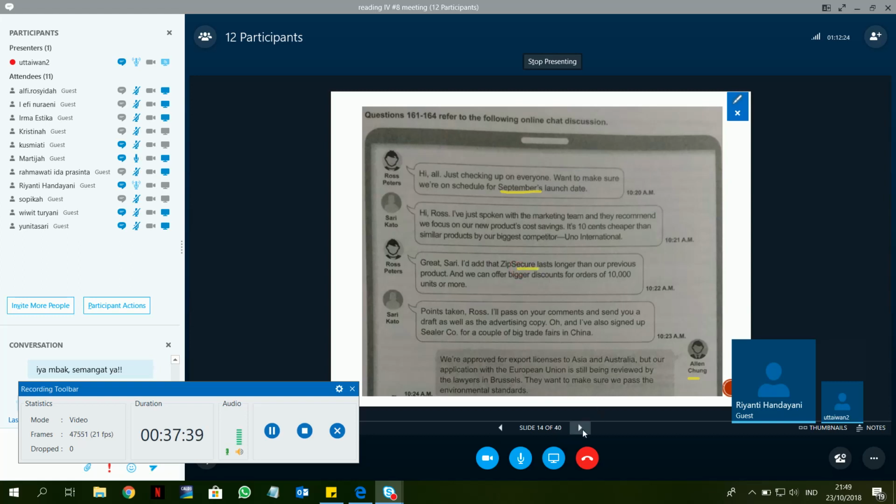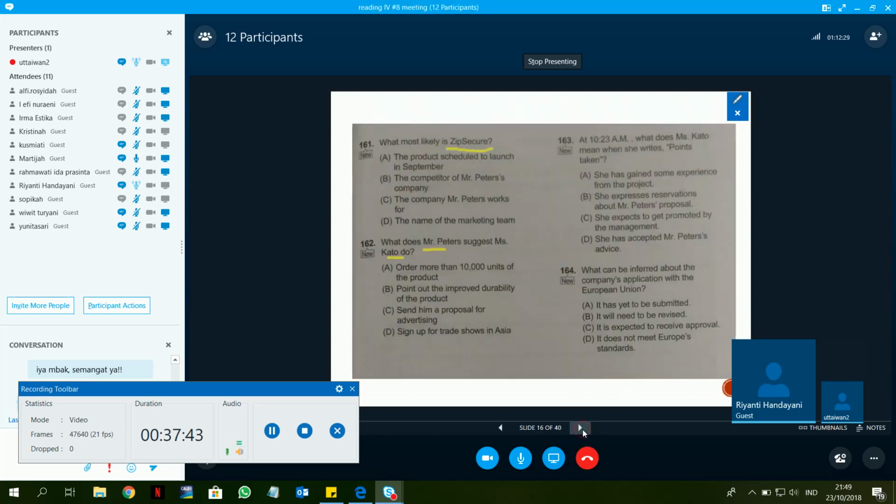And I have a second one. Nah, berarti pertanyaannya, what most likely is Zip Secure? A. The product scheduled to launch in September. B. The competitor of Mr. Peter's company. C. The company Mr. Peter works for, or the name of the marketing team. A. Ya, produk yang akan diluncurkan. Kemudian, what does Mr. Peter suggest Miss Kato to do?